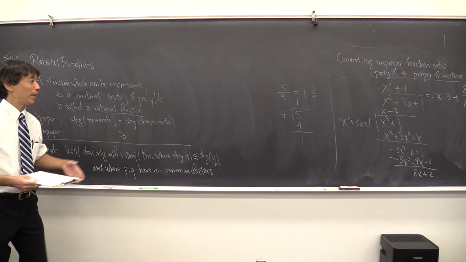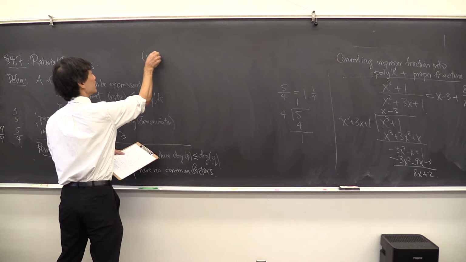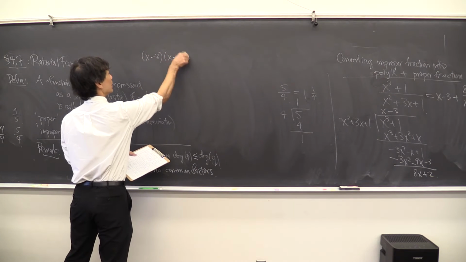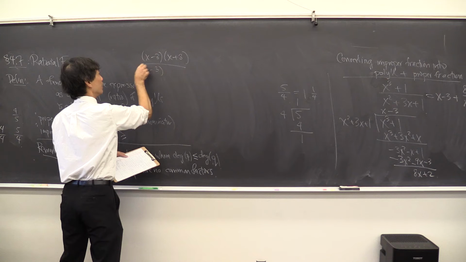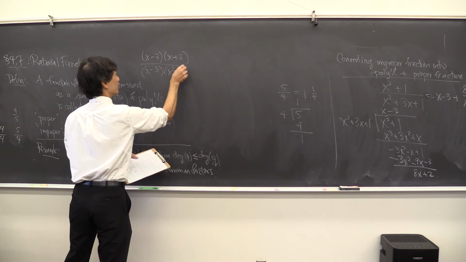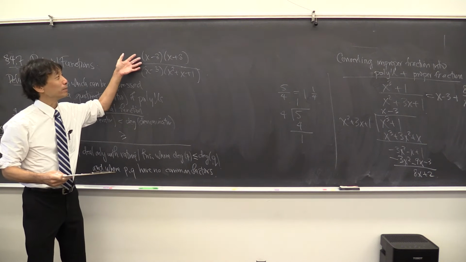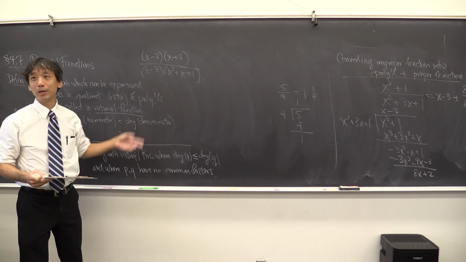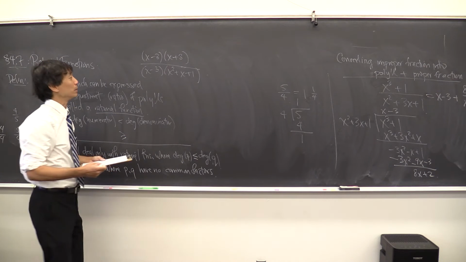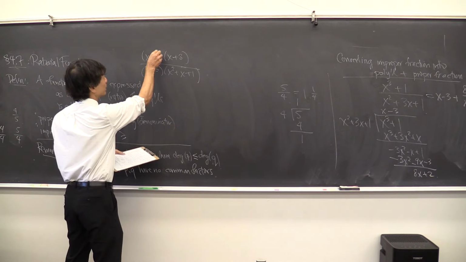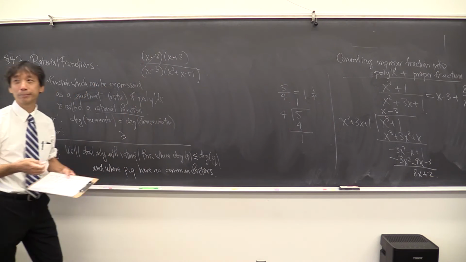Right, so if they had common factors, you would just cancel them out, right? Suppose you had a rational function like this, you're just going to cancel out the common factors anyway. So it doesn't really make that much sense to include them.